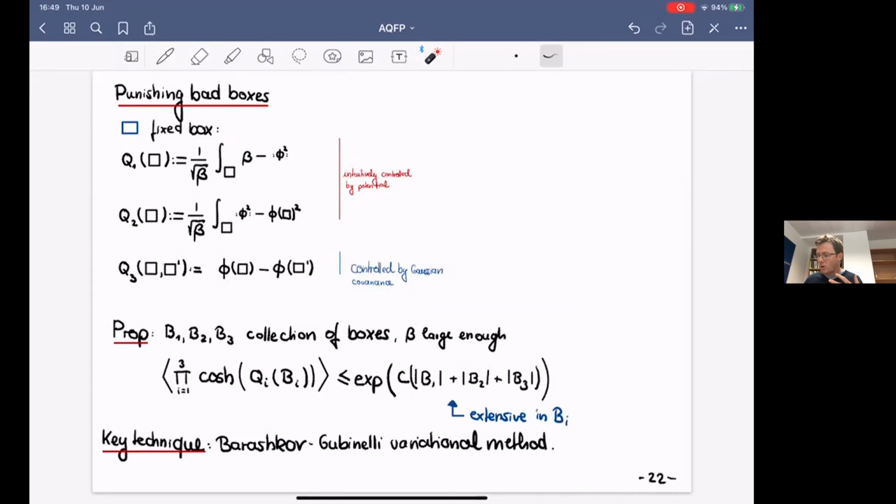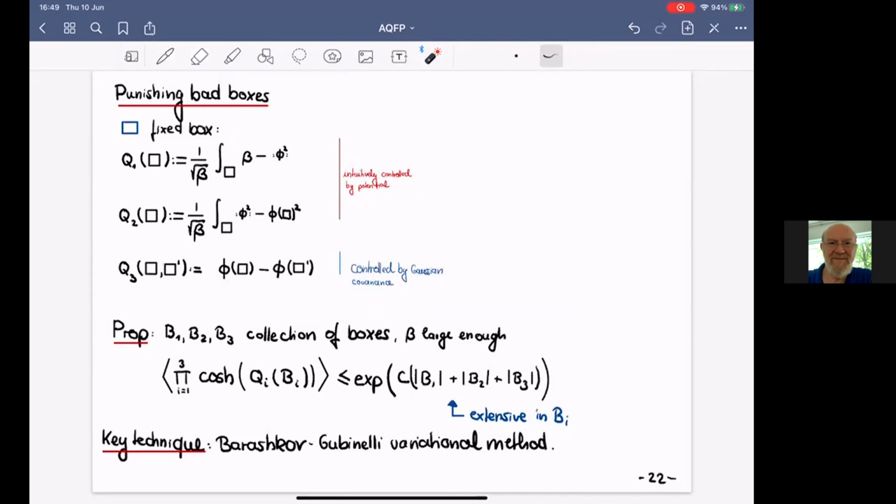And so what makes this go for us is really the Barashkov-Gubinelli variational method, which is a very powerful method to do calculations of this type.